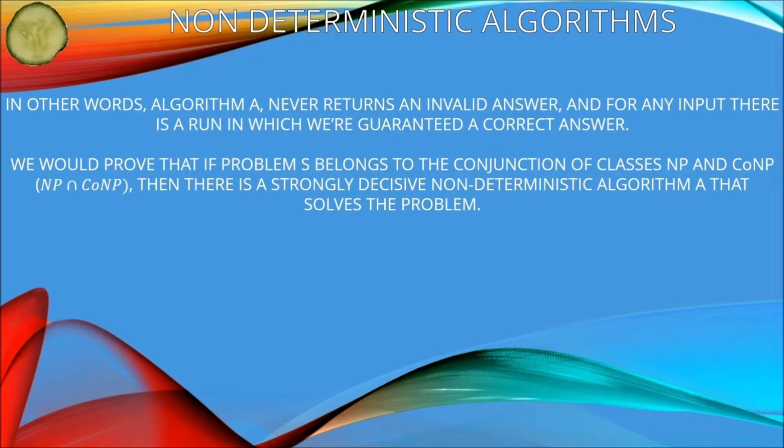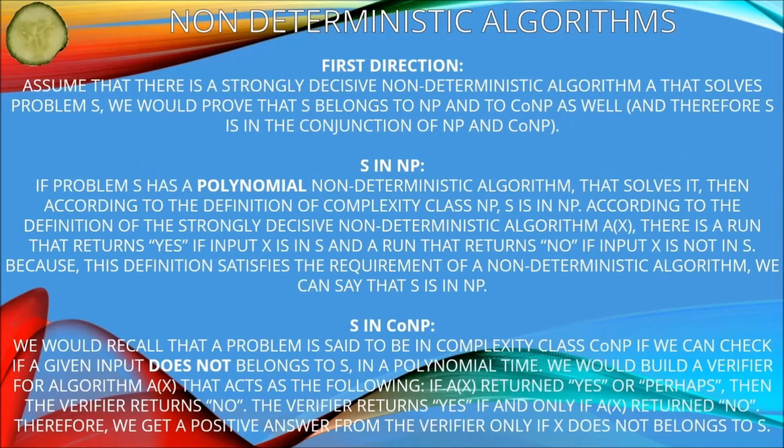We would prove that if problem S belongs to the intersection of classes NP and CoNP, marked as the following, then there is a strongly decisive non-deterministic algorithm A that solves the problem. First direction. Assume that there is a strongly decisive non-deterministic algorithm A that solves problem S. We would prove that S belongs to NP and to CoNP as well, and therefore S is in the intersection of NP and CoNP. We'll start with S in NP.